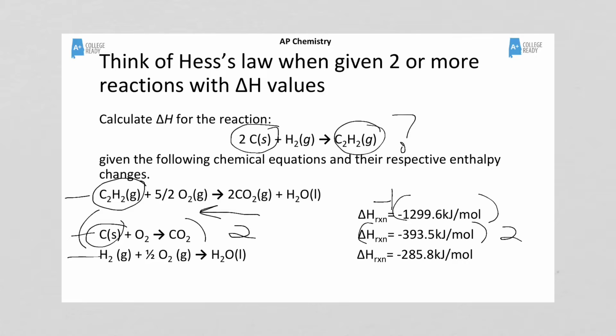And if I look at the last reaction, I do see all that's left is hydrogen. I do have hydrogen as a reactant. In this last reaction, it's a reactant in the overall I'm trying to end up with. The coefficients are right, so I don't need to make any changes here.